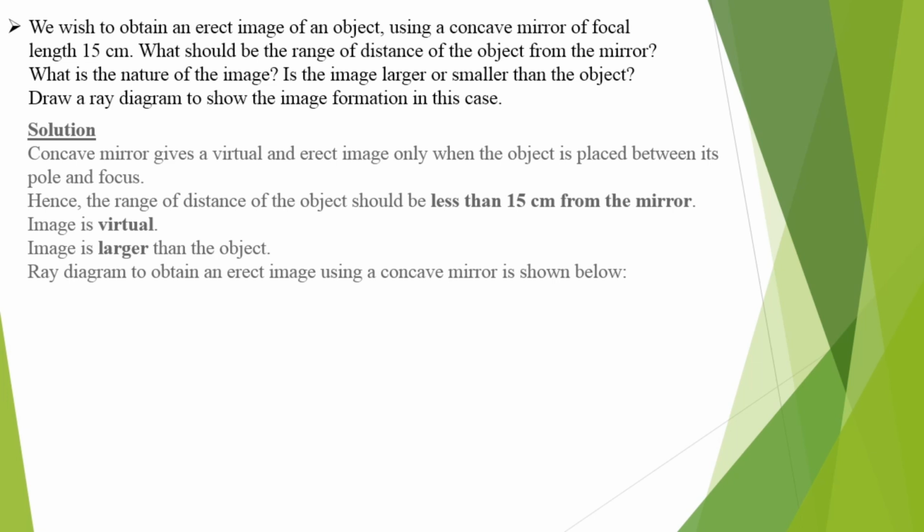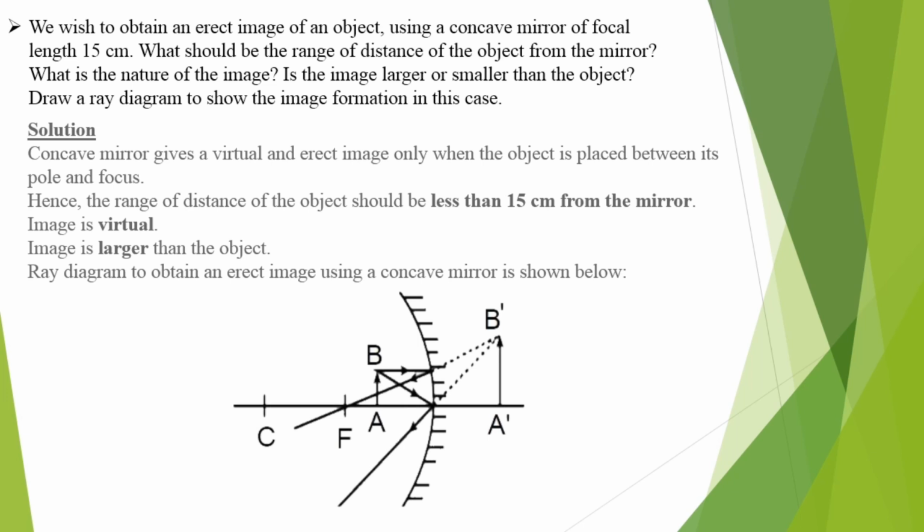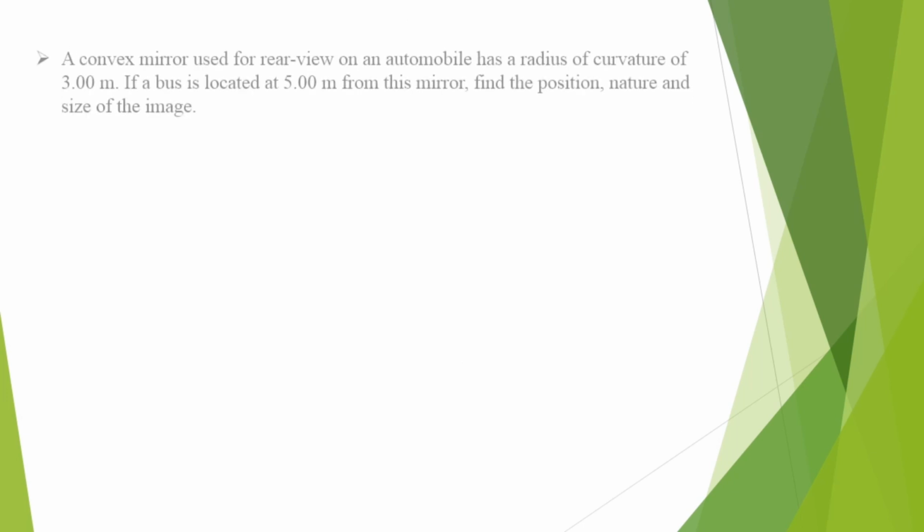So the concave mirror gives a virtual and erect image only when the object is placed between its pole and focus. So if the object is in between pole and focus, then only it will give the erect image, that is a virtual image. Hence, the range of distances of the object should be less than 15 cm from the mirror, so that the image is virtual. The image is larger than the object. So the ray diagram for this is, when we keep the object in between focus and pole, we will get the image on the backside of the mirror.